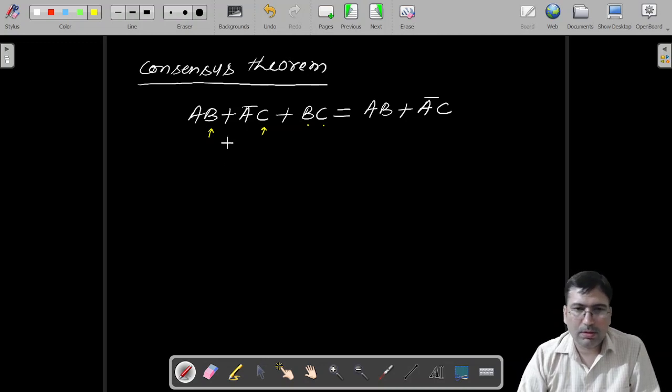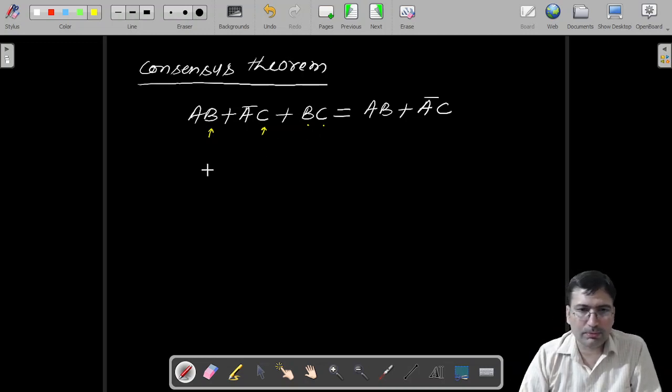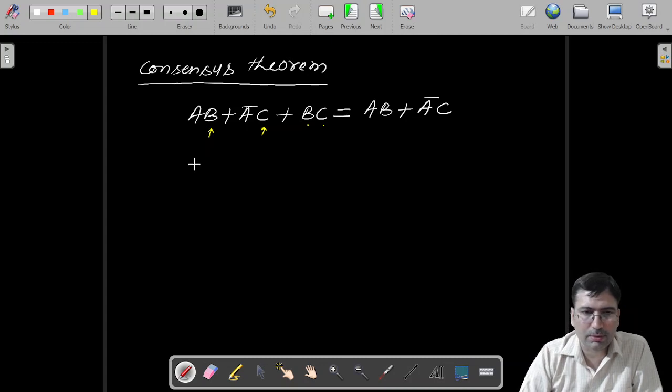So if you want, with the help of a truth table, you can go and prove it. Otherwise there are other ways also. In the truth table, let's say if you want to check whether it is valid or not, the same thing you can draw. So let's say I'm drawing the truth table. There are three inputs. I'm considering A, B and C.